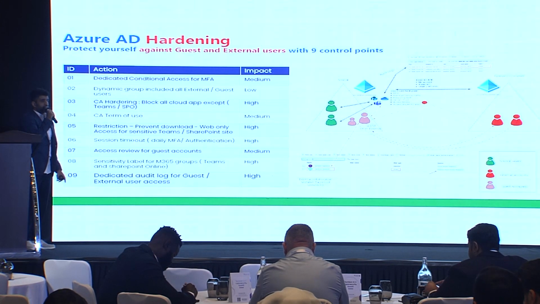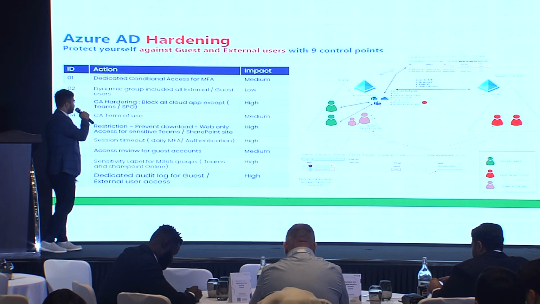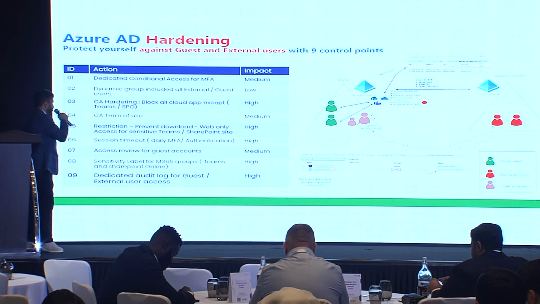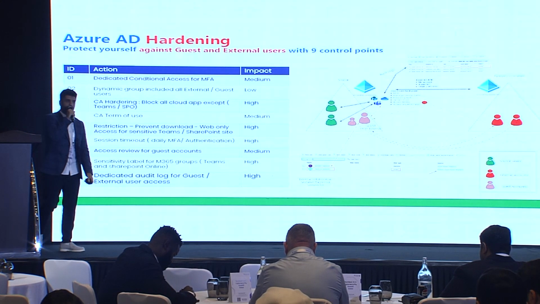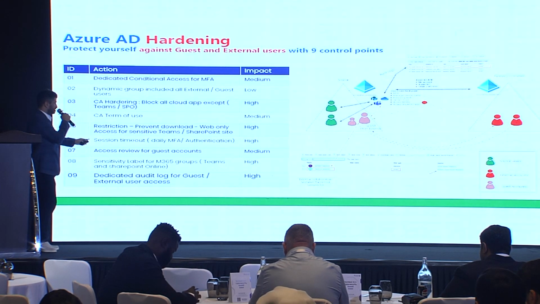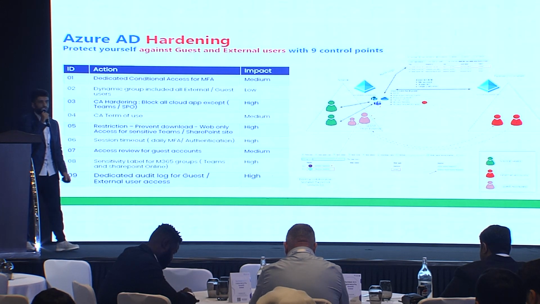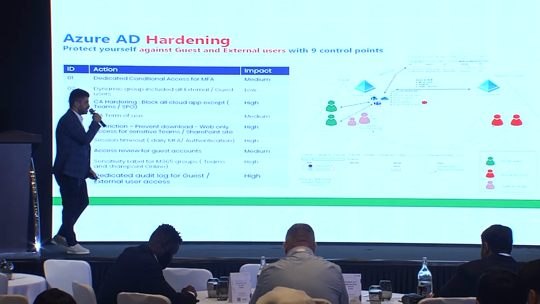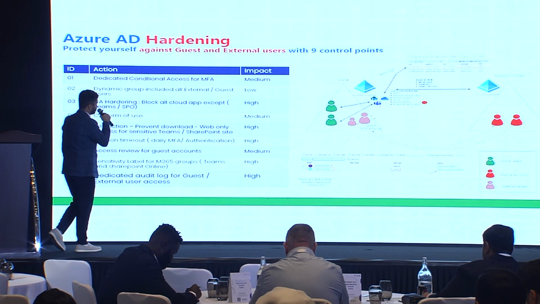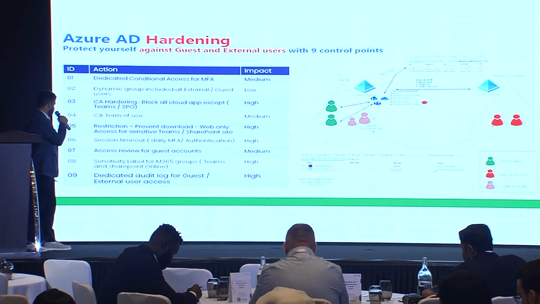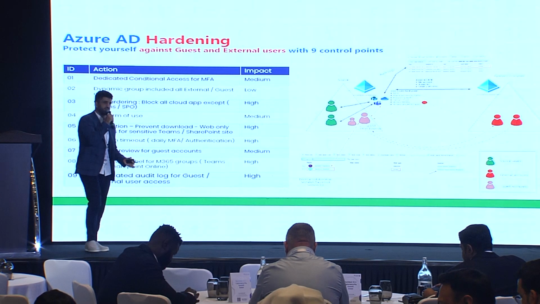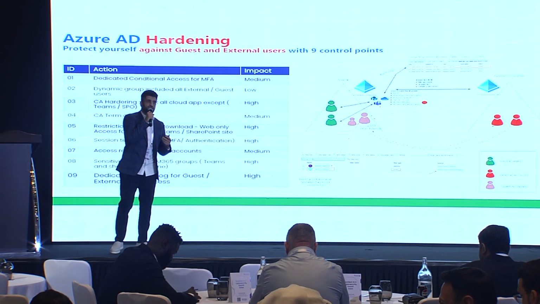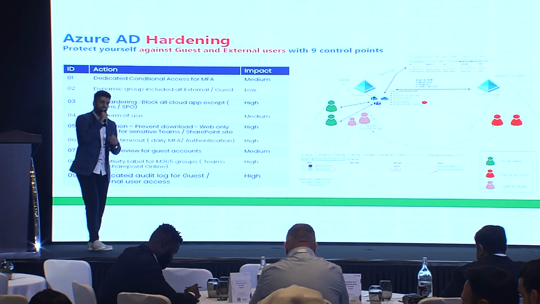Hardening and blocking all apps except, like, 365 or Teams, etc. Restriction: prevent any download from this platform. And access review, so we have to do an access review to make sure of all the guests connected to my platform. And apply the sensitivity label, for the classification part, for data protection, to make the DLP easier after.